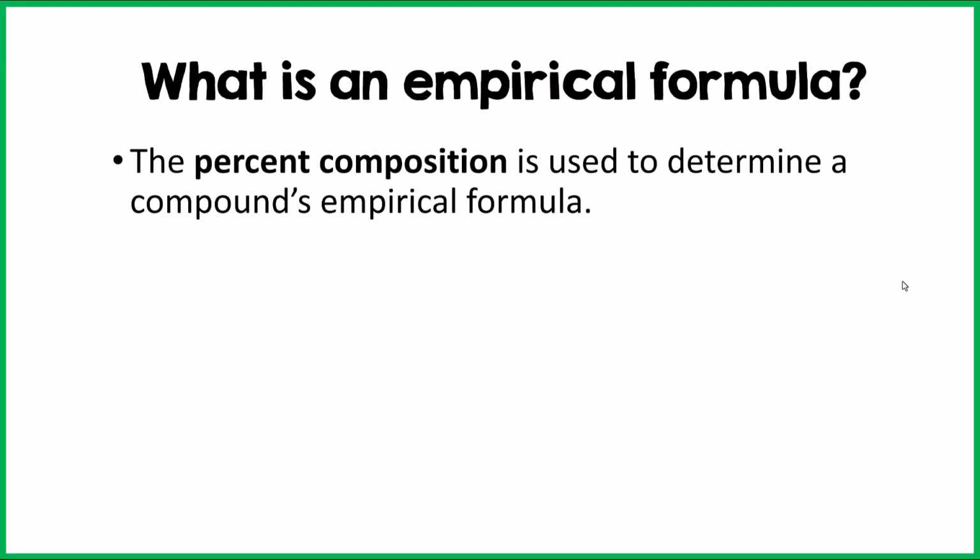So we've been talking about percent composition so far, and the percent composition is used to determine a compound's empirical formula. So let's say that you were experimenting with a certain reaction and you ended up with this substance that you determined was 40% iron and 60% sulfur. How could you use that information to determine the compound formula for the substance that you've created? So we're going to go through this process here.